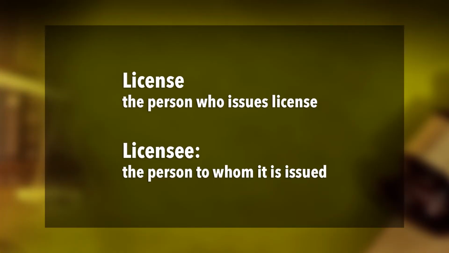Now, trespass can also be committed by abuse of license. License makes an unlawful act lawful. It's an instrument which authorizes the defendant to enter the plaintiff's premises, whether paid for or not. The person who issues the license is called the licensor. The person to whom it is issued is called the licensee. If the licensee remains in the licensor's premises, abusing or misusing the license, it amounts to trespass by abuse of license.